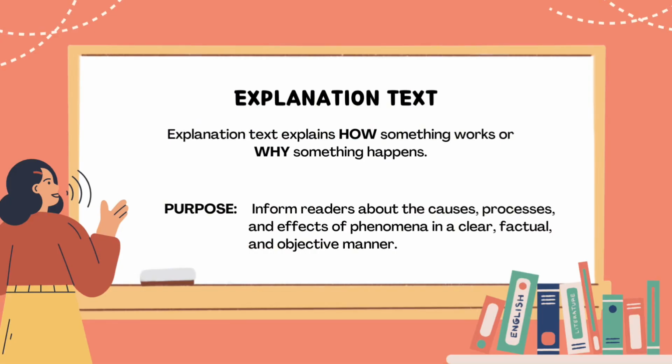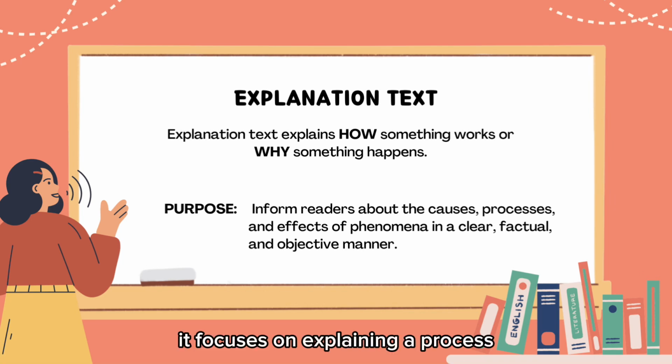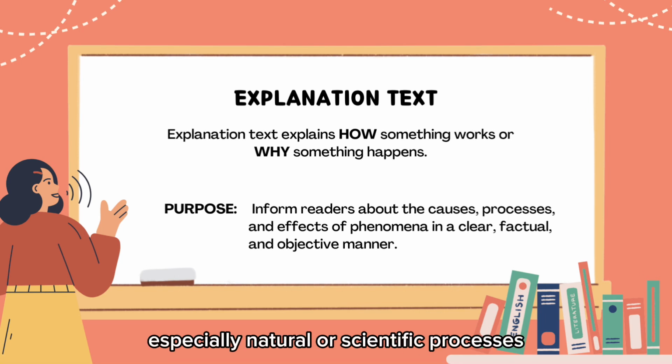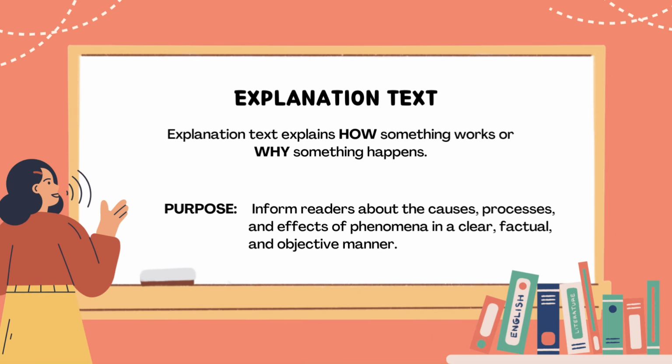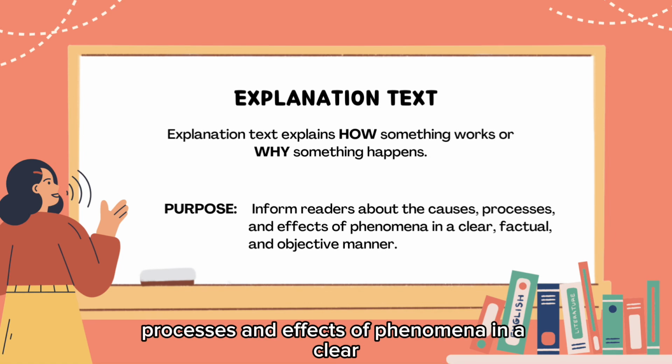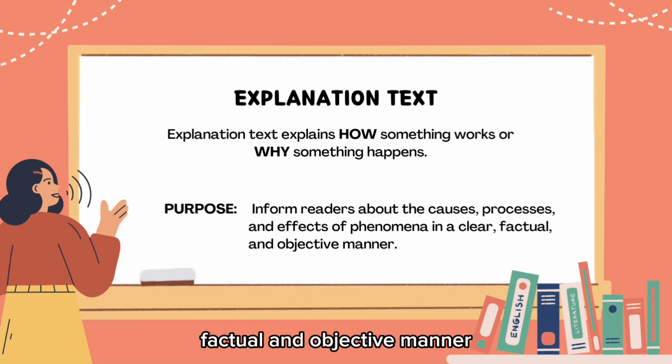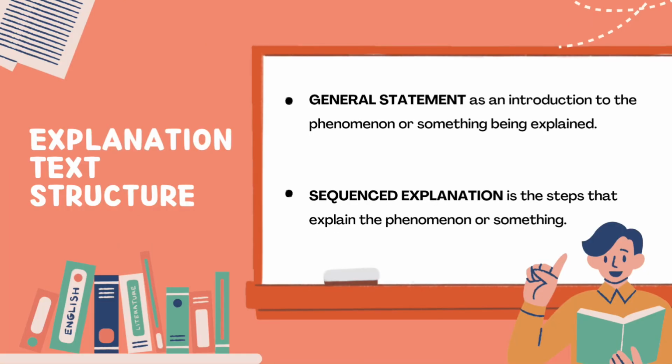Explanation text explains how something works or why something happens. It focuses on explaining a process, especially natural or scientific processes. This text aims to inform readers about the causes, processes, and effects of phenomena in a clear, factual, and objective manner. Now, let's move on to structure.